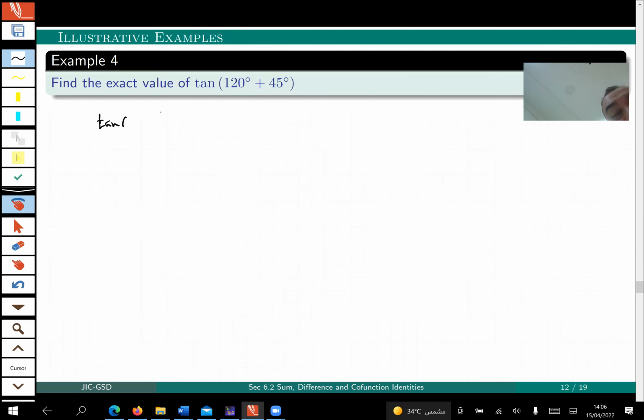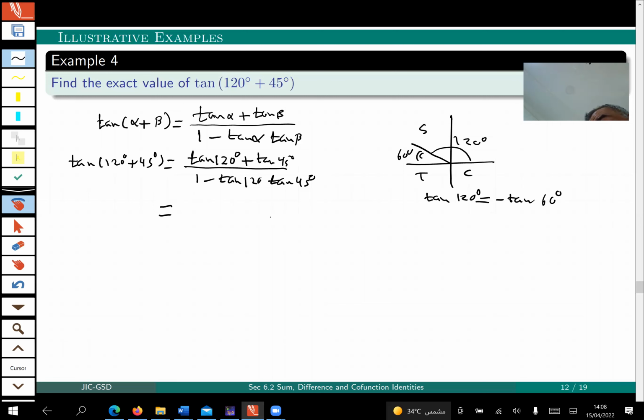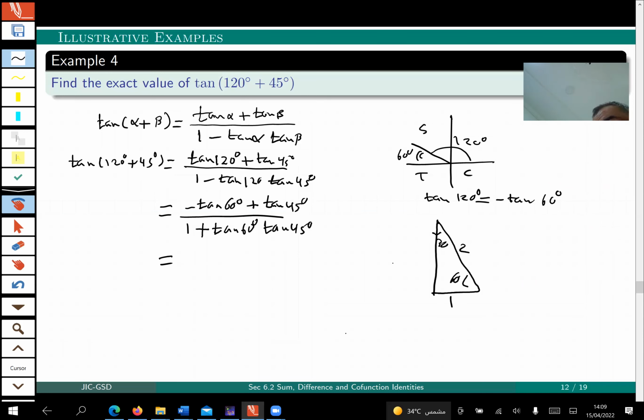Example number 4. Tan of a sum is equal to the numerator tan alpha plus tan beta, so tan of 120 plus 45, which will go to 180 minus. So it's the sum of two angles, tan 120 plus tan 45. Using the triangle, tan 60 is root 3 over 1, so tan 120 is minus root 3, and the expression becomes minus root 3 plus 1 over 1 plus square root of 3.